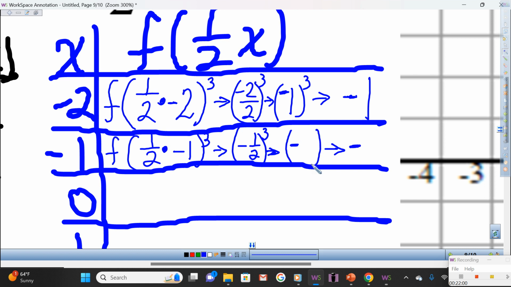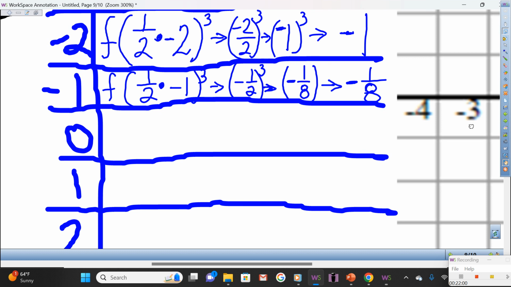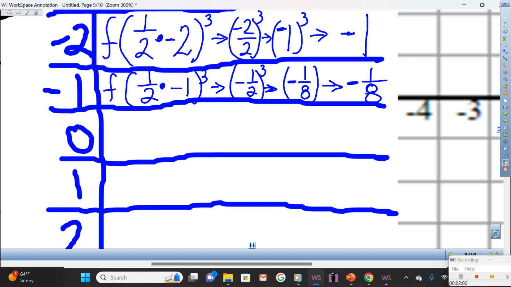However, check this out. Look up. Whenever you end up with a fraction here, you do the exponent for the numerator and the exponent for the denominator. So what is 1 cubed? 1. What is 2 cubed? 8. There you go. So our answer is negative 1/8. All right. Now that you saw the process, finish up the last 3 cells, please, by yourself.